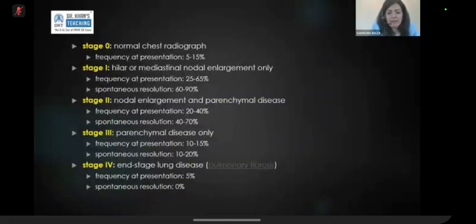Sometimes we see parenchymal disease with the nodal disease, and that's obviously stage 2. Stage 3 is when you see parenchymal disease only. And like I said before, the chances of spontaneous resolution decrease as you go up in stage. And the fourth stage, when they present with pulmonary fibrosis, will never resolve completely or go back to how the lung was before sarcoidosis. It's not uncommon to see people with stage 4 sarcoidosis having no memory or history of ever having stage 1, 2, or 3 sarcoidosis.